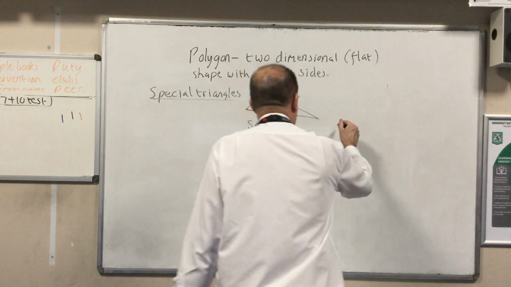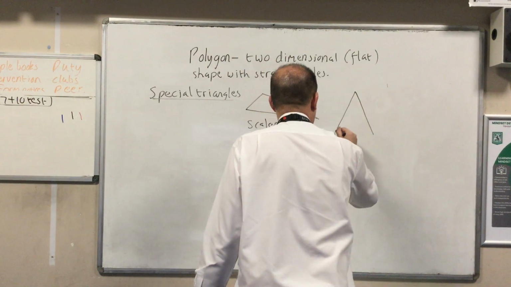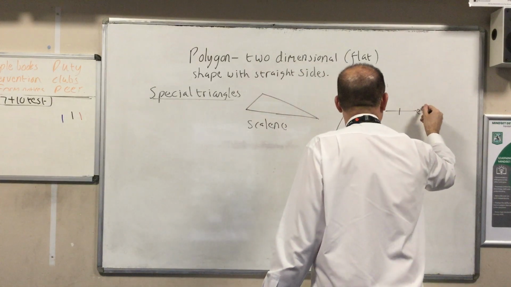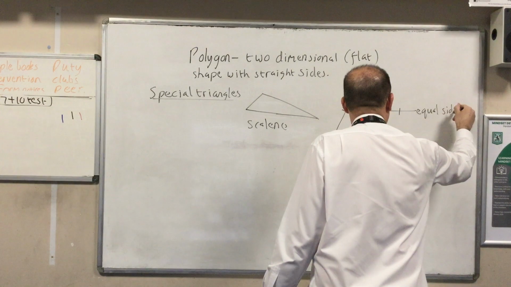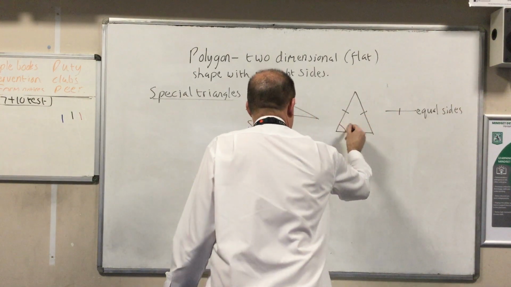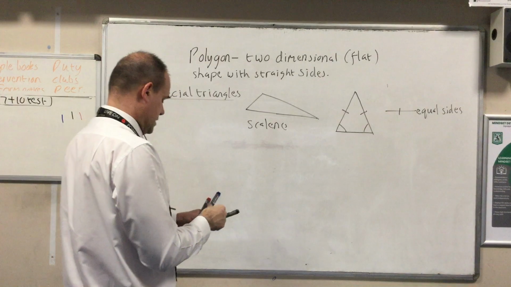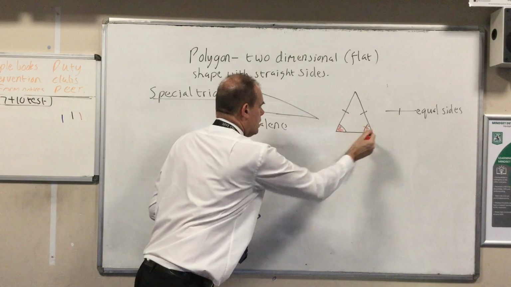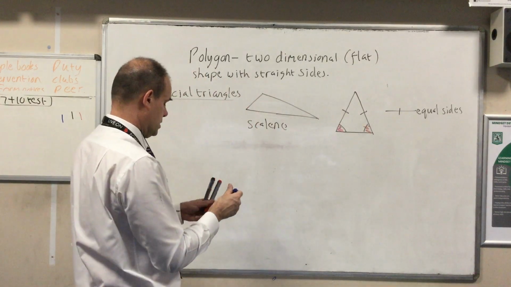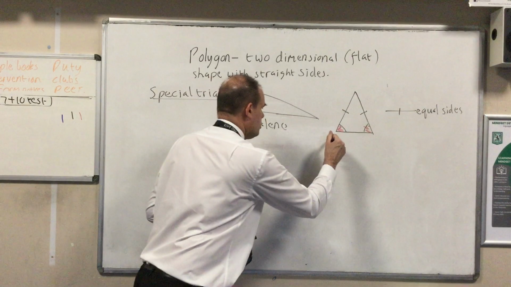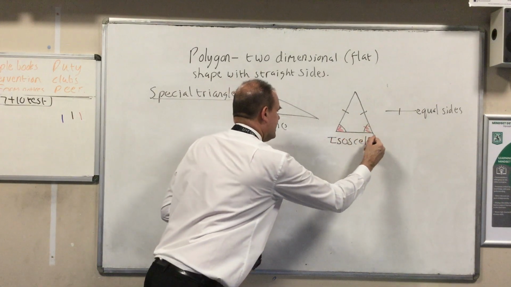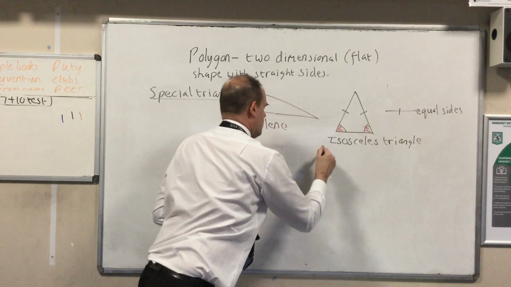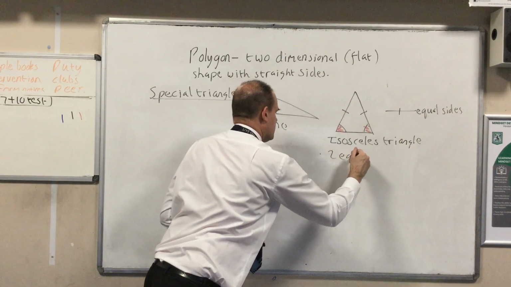Then we've got the one which has 2 equal sides, and it's got 2 properties. When we put dashes on it, that means equal sides. And that's called an isosceles triangle. Put this in red for you. So what two properties has it got? Well, it's an isosceles triangle, and the two things which make it an isosceles triangle are, one, it's got two equal sides.